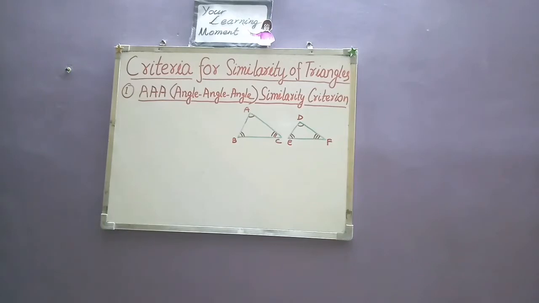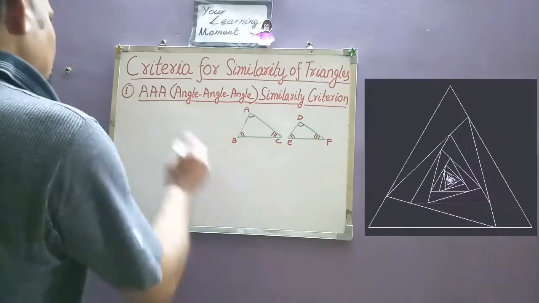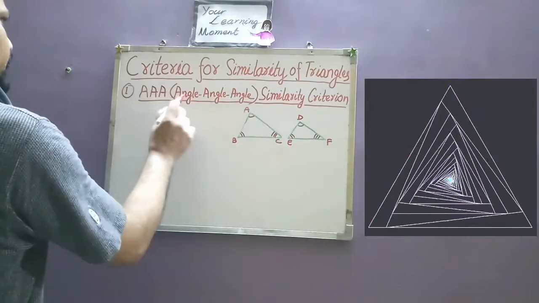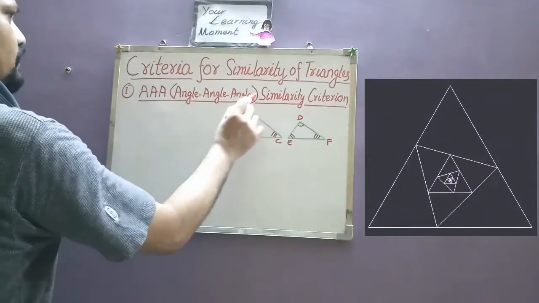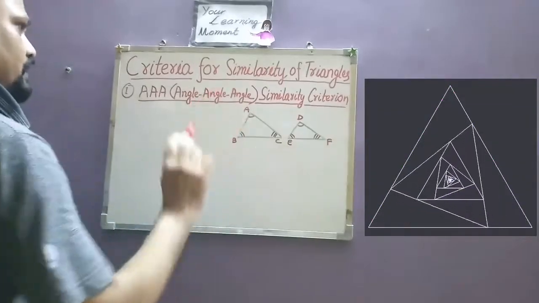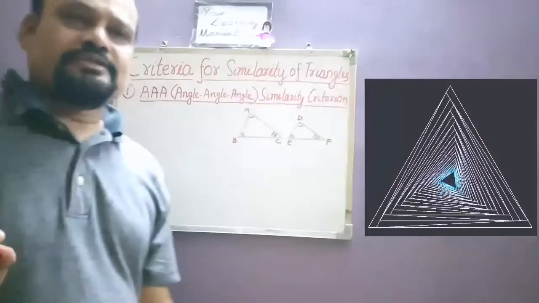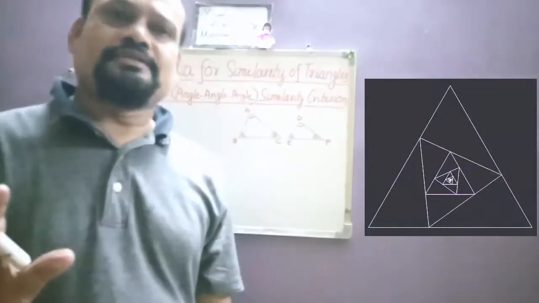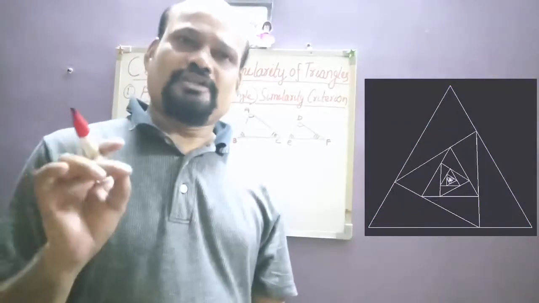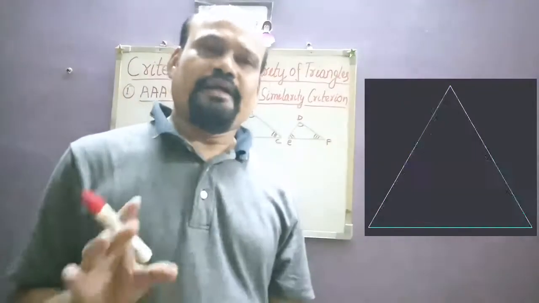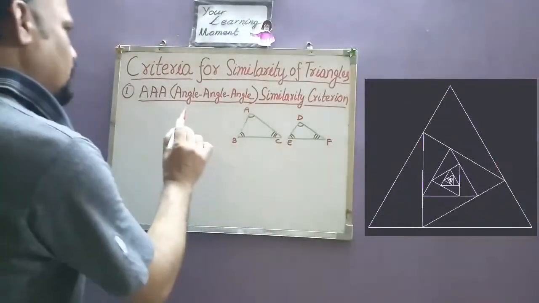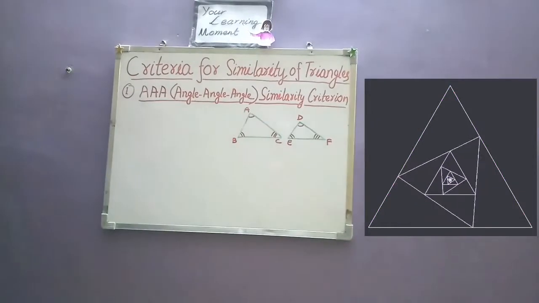Now let us discuss the criteria of similarity of triangles. First, AAA means angle similarity criterion. In two triangles, if their corresponding angles are equal, then their corresponding sides are in the same ratio or proportion, and hence these two triangles are similar triangles.